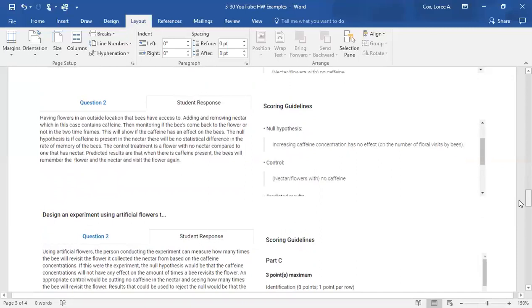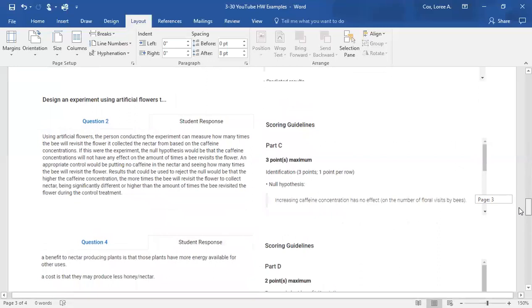Next one, having flowers in an outside location that bees have access to, adding and removing nectar, which in this case contains caffeine. Great, they set up an experiment. The monitoring if the bees come back to the flower or not in the two time frames. This will show if caffeine has an effect on the bees. The null hypothesis is, awesome, you stated there, I'm looking for your point, if caffeine is present in the nectar, there will be no statistically significant difference in the rate of memory of the bees. Okay, good. So that's no difference between treatment and control. The control treatment is awesome, you indicated it, as a flower with no nectar compared to one that has nectar. Very good. Predicted results are that when the caffeine is present, the bees will remember the flower and the nectar and visit the flower again. So they made a prediction. This was a 3 point. This person earned 3 points here.